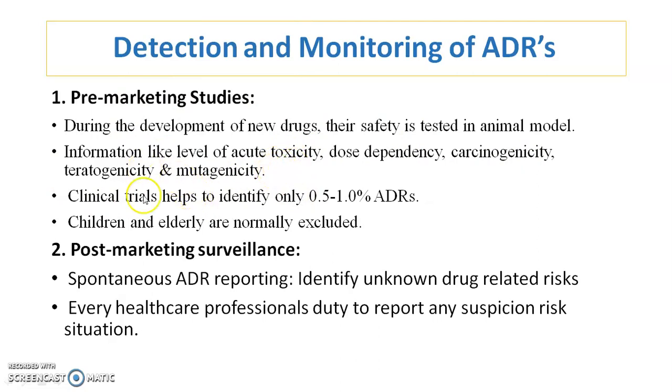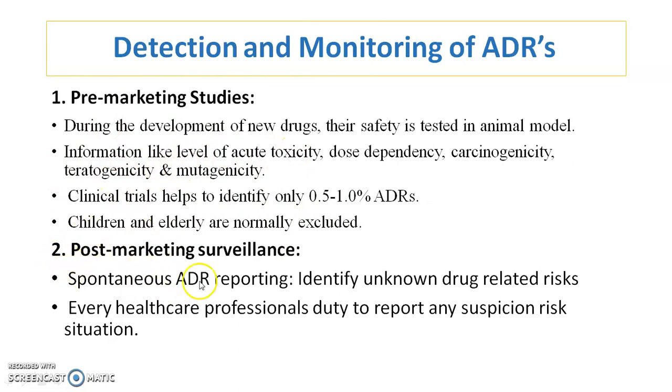Clinical trials only help to identify 0.5 to 1% of ADRs. So the post-marketing surveillance stage, that is phase 4, has to be very strong to identify adverse drug reactions. Children as well as elderly or geriatric patients are usually excluded from the pre-marketing studies, so we need to always consider them a higher risk category in the post-marketing surveillance stage.